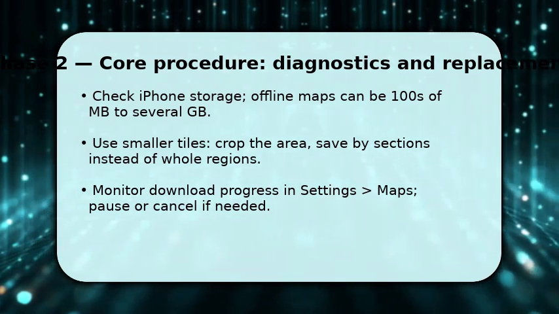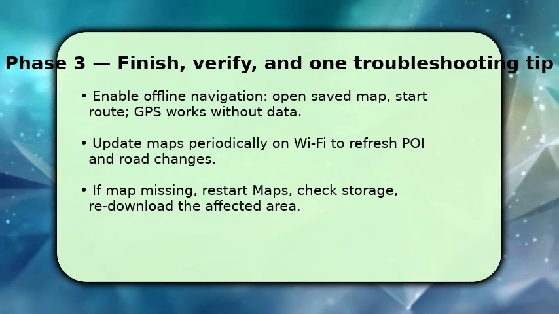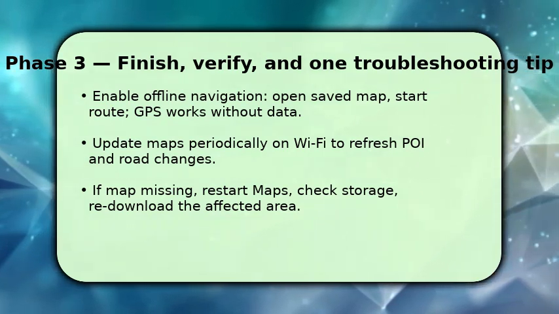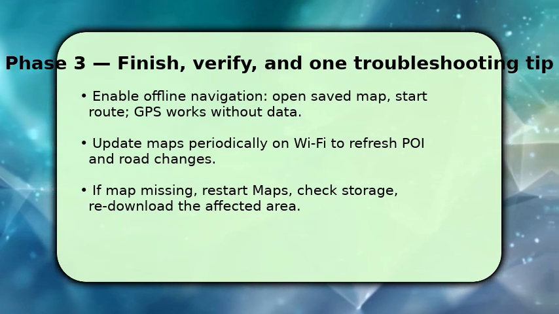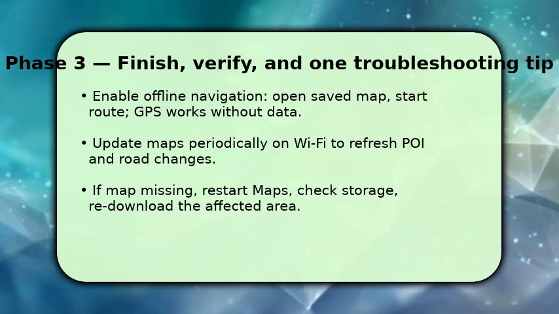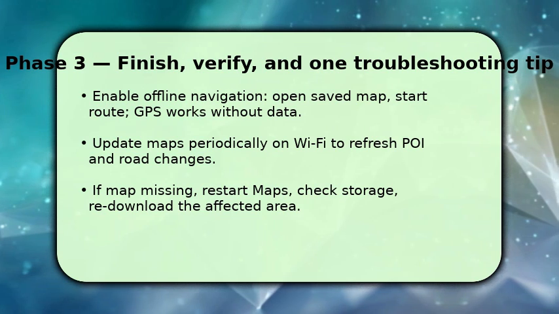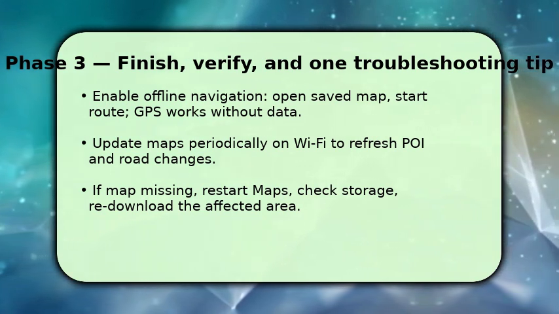You're ready to navigate offline. Open your saved map and start a route. The iPhone's GPS provides position without cellular data, so turn on location and follow directions. Make sure to update your offline maps on Wi-Fi from time to time. Road changes and points of interest refresh only when you download updates.